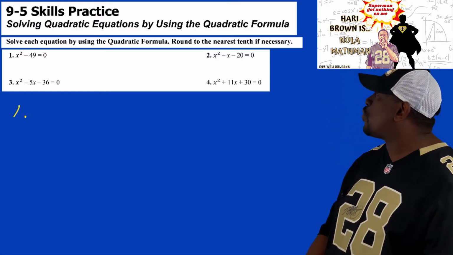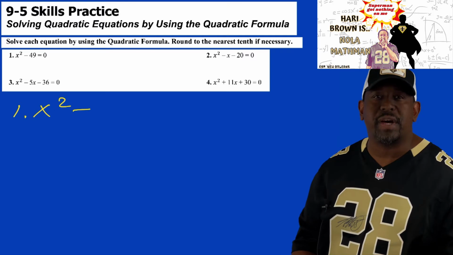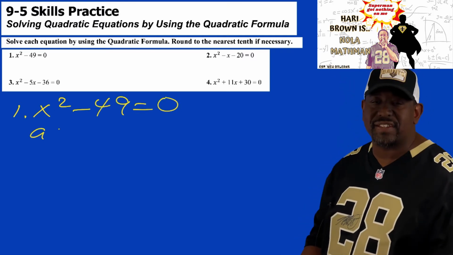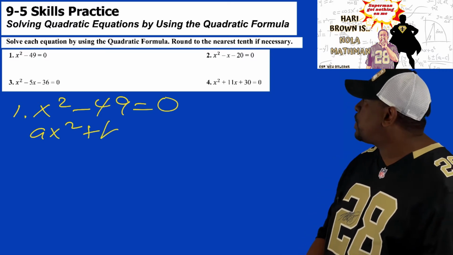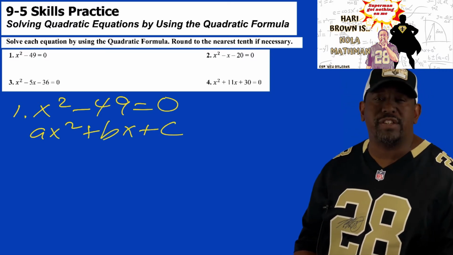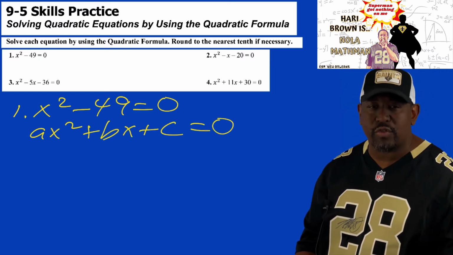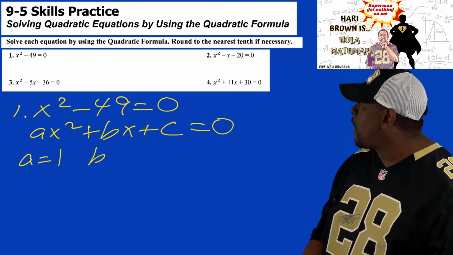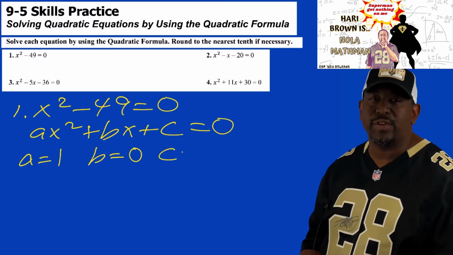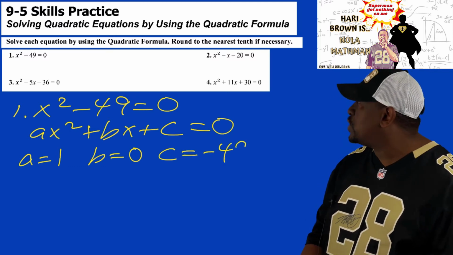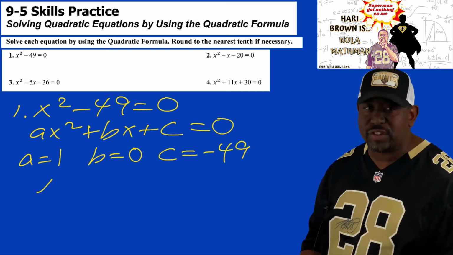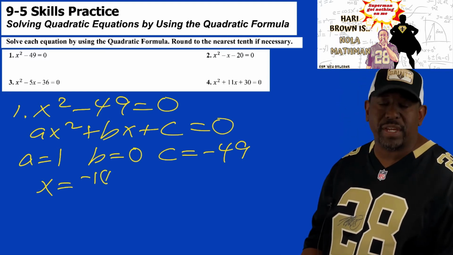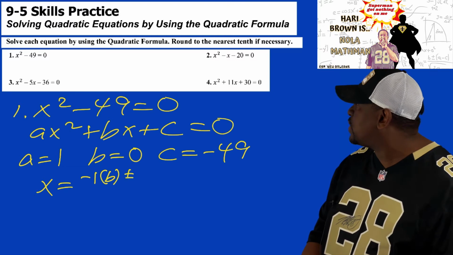So in this first group of problems, we're solving each equation by the quadratic formula. It says round to the nearest tenth if necessary. So the first thing you want to do is write the general standard form for a quadratic, which is ax squared plus bx plus c. That's the form it has to be in for you to use the quadratic formula. So you pull out the a, b, and c values, which are constants. A is 1, b is 0, since there is no bx term, and c is negative 49.